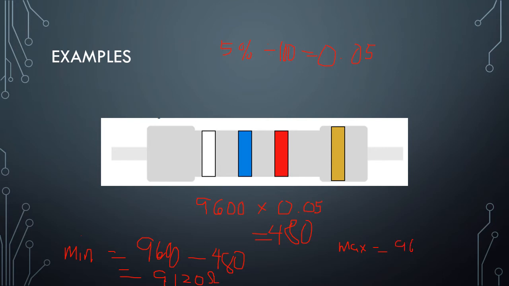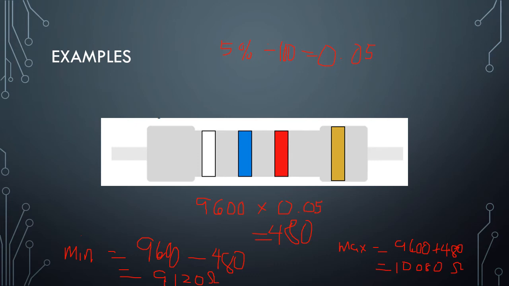For our maximum value, we just add 480 to 9,600. So 9,600 plus 480, we have 10,080 ohms. So the minimum value and maximum value signify that the resistor within the range of 9,120 to 10,080 is still in good condition.